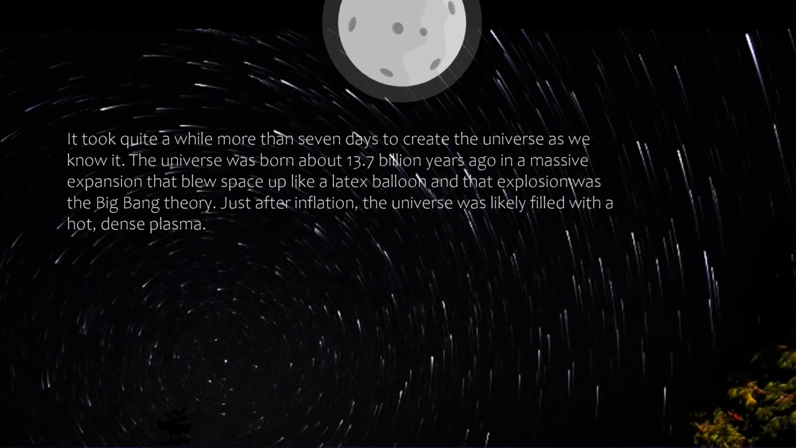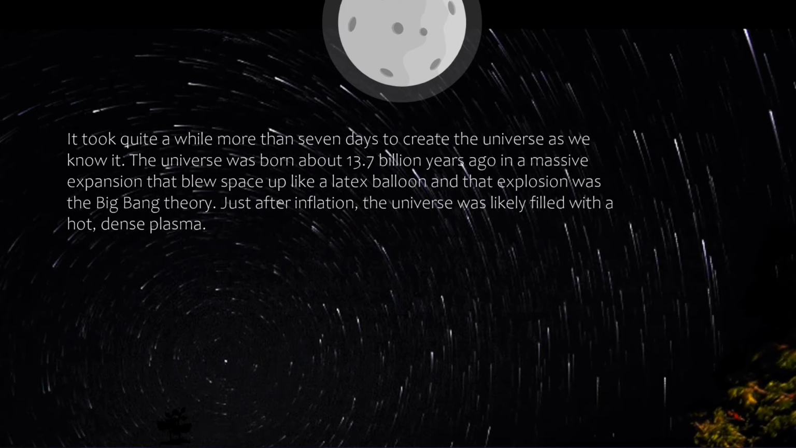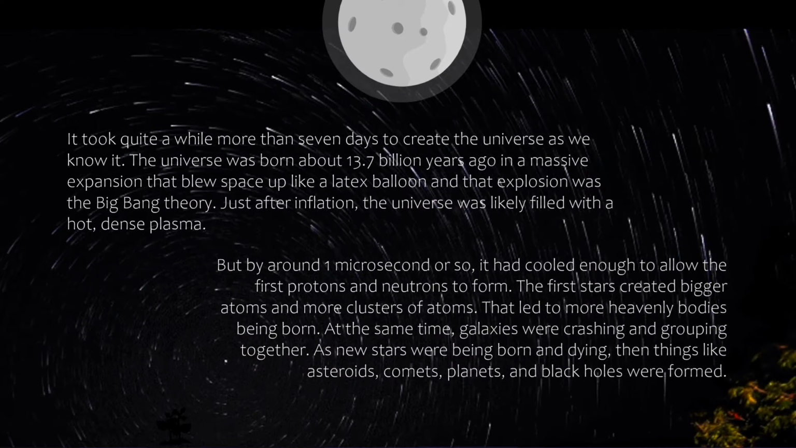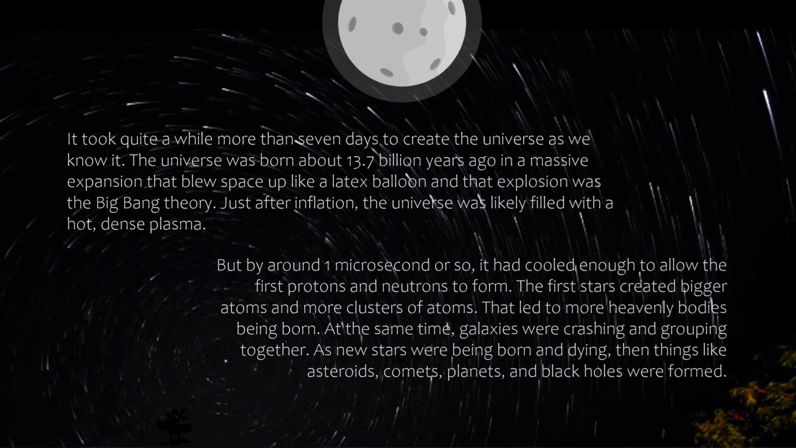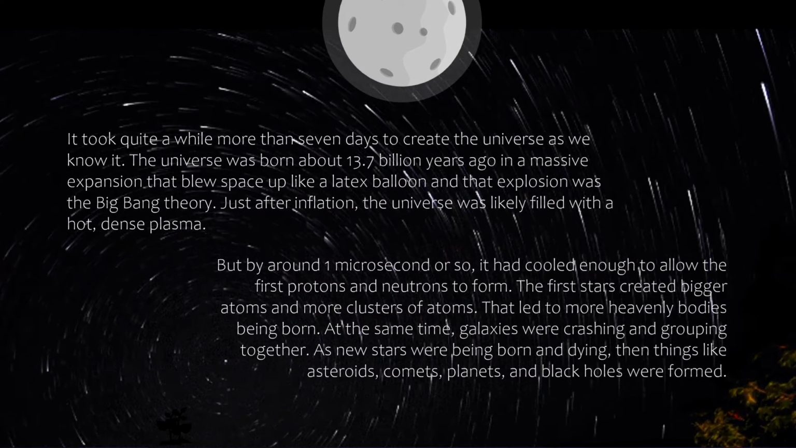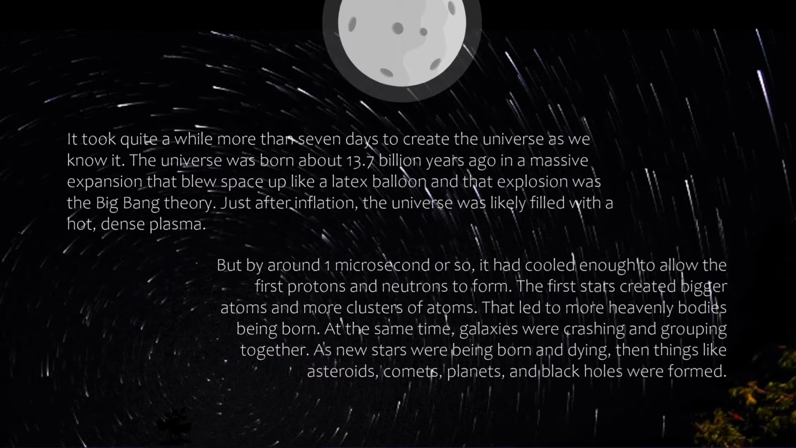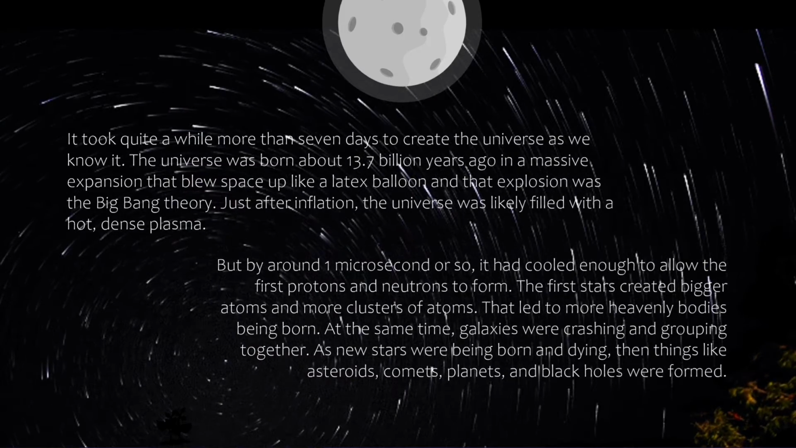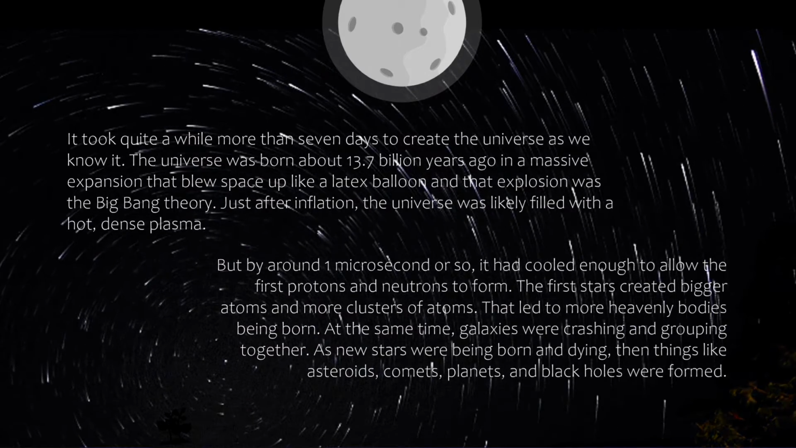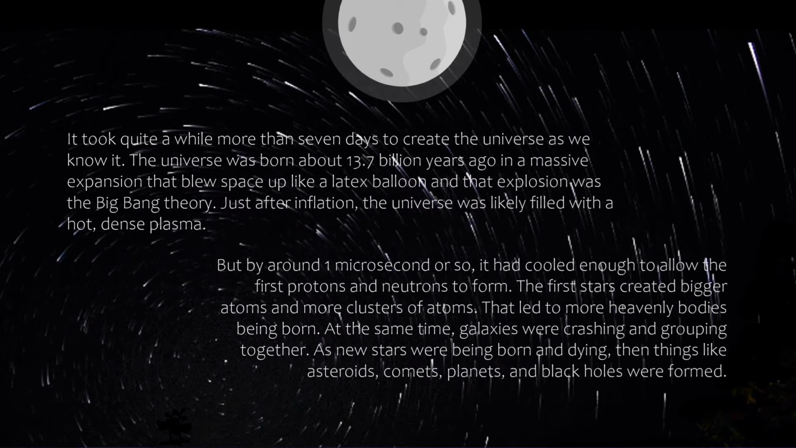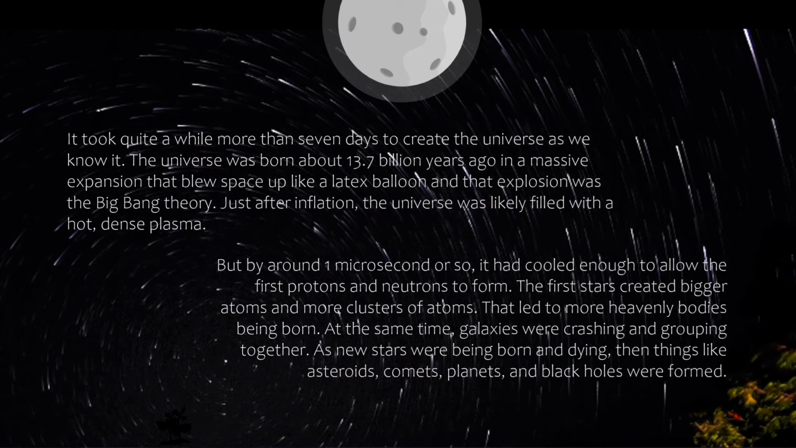Just after inflation, the universe was likely filled with a hot, dense plasma. But by around 1 microsecond or so, it had cooled enough to allow the first protons and neutrons to form. The first stars created bigger atoms and more clusters of atoms. That led to more heavenly bodies being born, and at the same time, galaxies were crashing and grouping together. As new stars were being born and dying, things like asteroids, comets, planets, and black holes were formed.